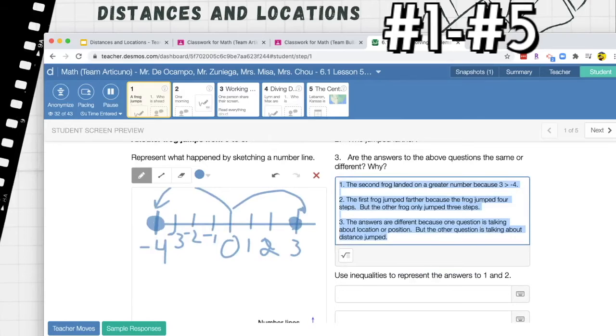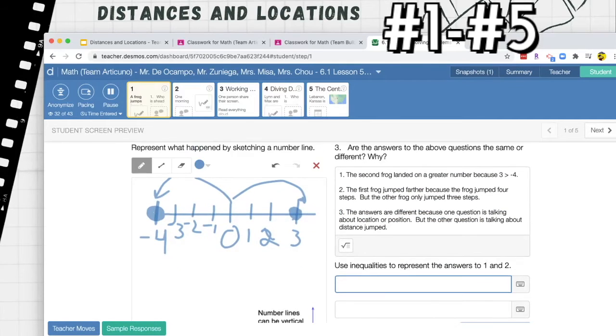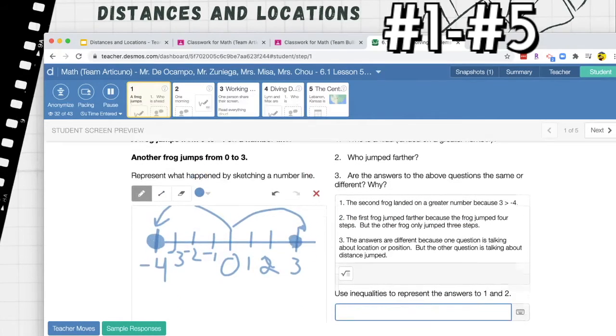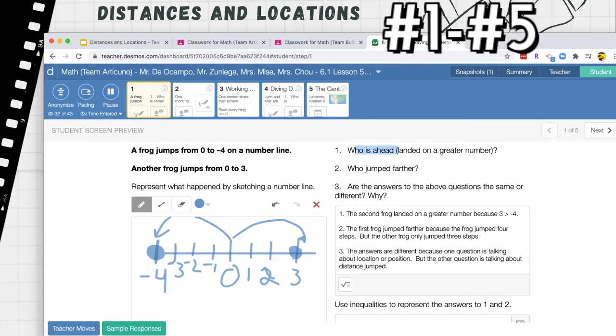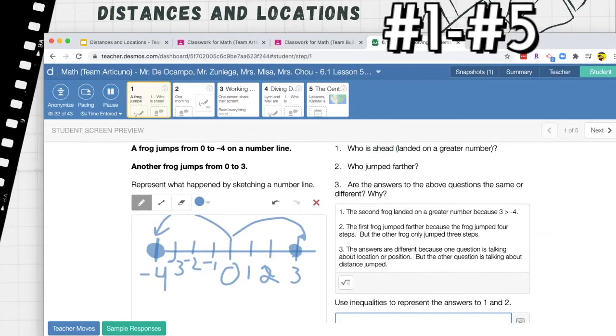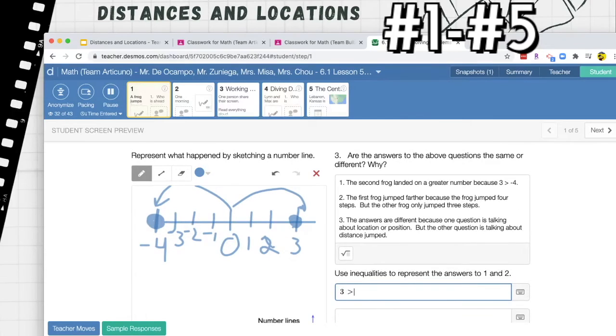Use inequalities to represent the answers to 1 and 2. Okay, so who's ahead? Well, who landed on a greater number? Take a look at the 2 numbers, -4 and 3. These are the 2 numbers they're talking about. So 3 is greater than -4.